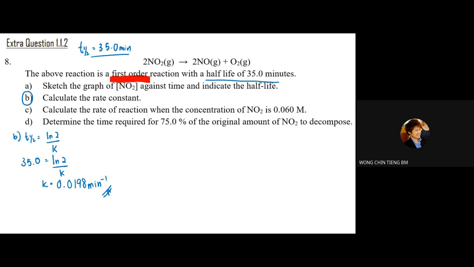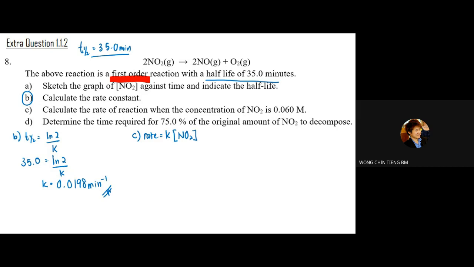Betul? Okay. Calculate the rate of reaction when the concentration of NO2 is 0.06. Untuk soalan ni, what the question actually looking for? Rate. And what formula do we use? Integrated or rate law? Rate law, betul? Okay, kita akan guna rate law because we are looking for the rate. So for your C, we are actually using rate equals K times concentration of NO2.